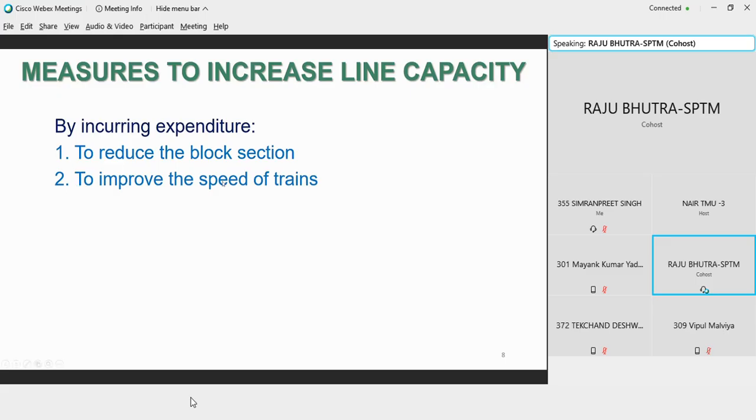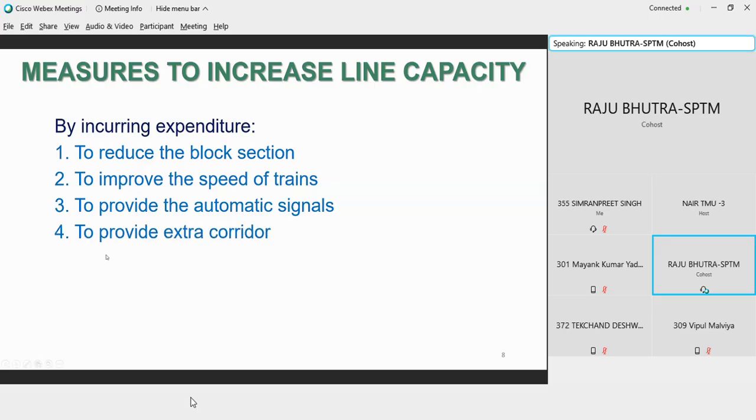Then to improve the speed of trains, the slowest moving goods train, its speed can be increased, then also capital T will reduce, increasing the line capacity. To provide automatic signals. Providing automatic signals will reduce the block operation time, that is small t. To provide extra corridor. If we are able to provide extra corridor, there will be an alternate route available for the trains to move, and the number of trains in the earlier section, the original section, will reduce. As the number of trains reduce, our line capacity will improve.